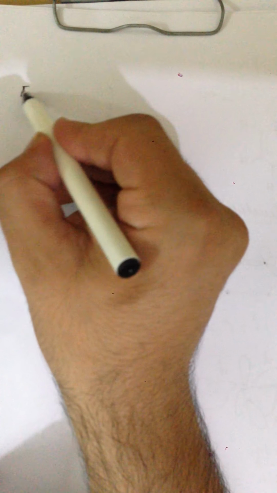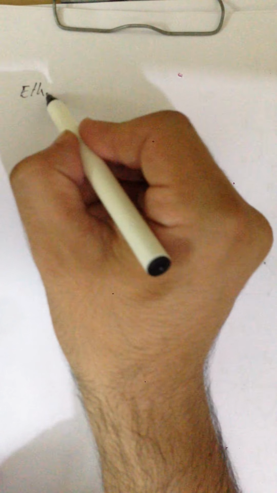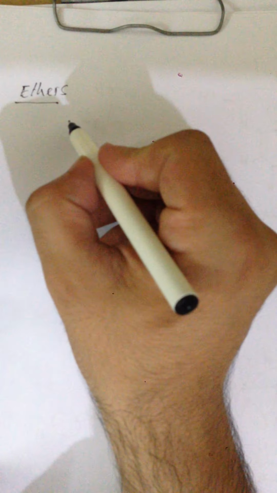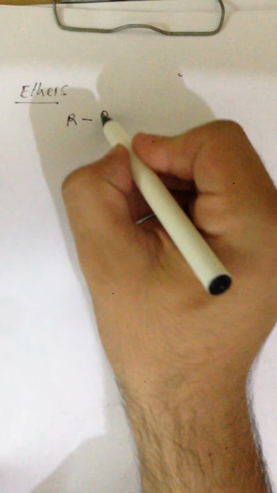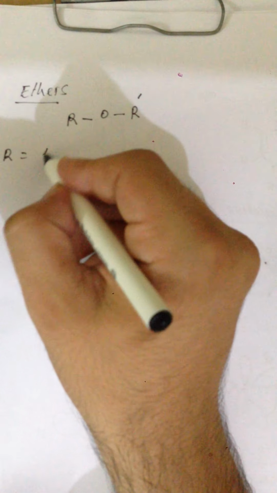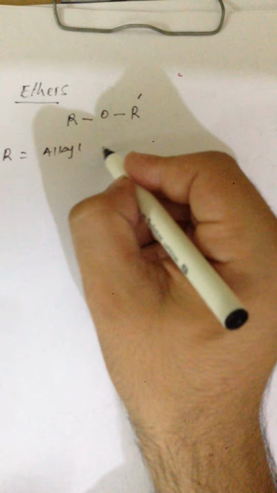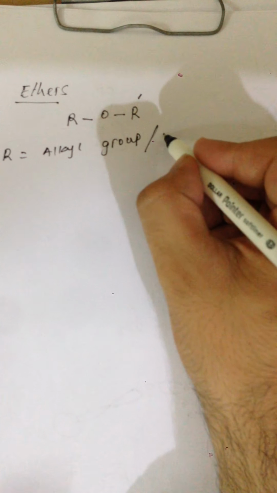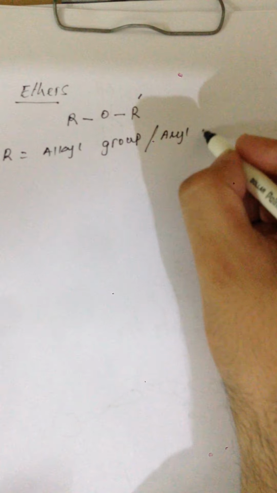Another class of organic compounds that we are going to study is ethers. They're also the derivatives of hydrocarbons. An ether can be represented by the general formula ROR. This R can be an alkyl group or an aryl group.